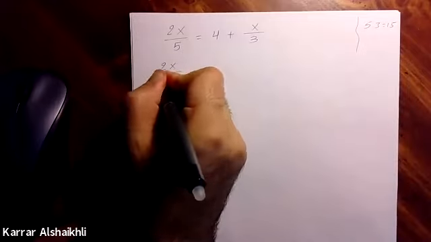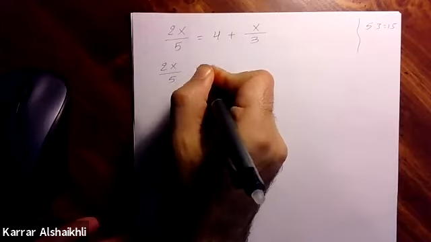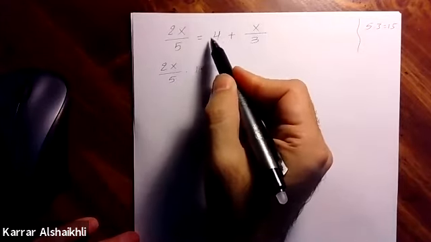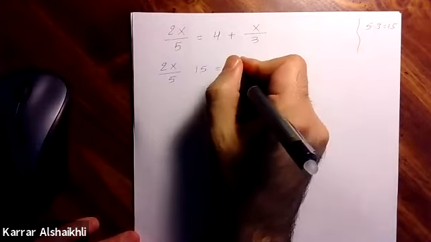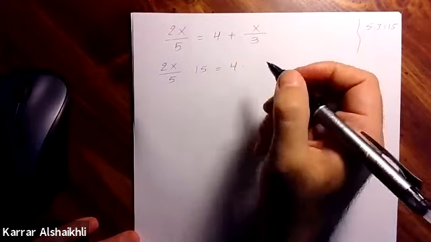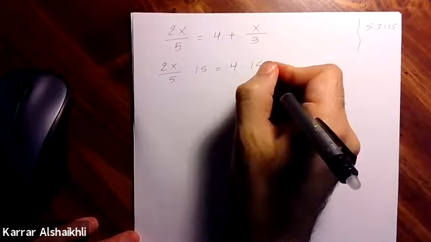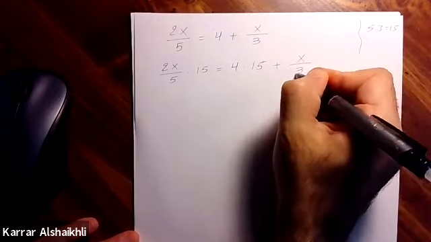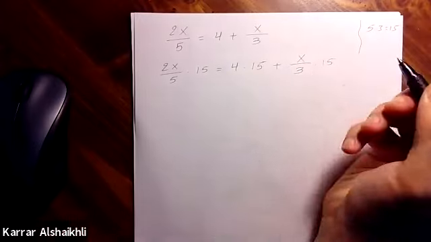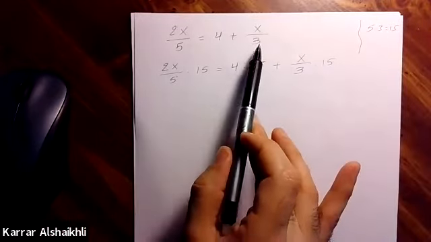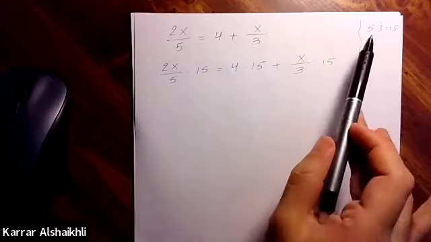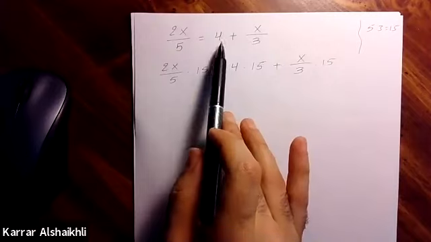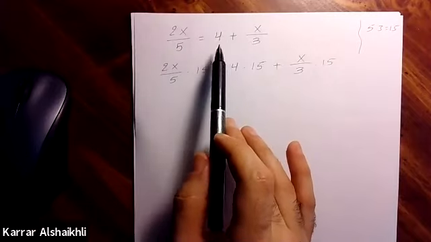So it's going to be 2x over 5 times 15 equals, don't forget that the 4 is a term by itself. So I'm going to multiply the 4 by 15 also. Here is the plus sign, x over 3 times 15, because when we multiply, we're going to multiply all the equation by this number, by the 15, not just this part and this one. The 4 also, because it's a part of the linear equation.